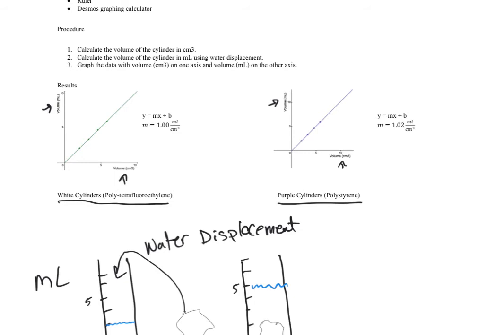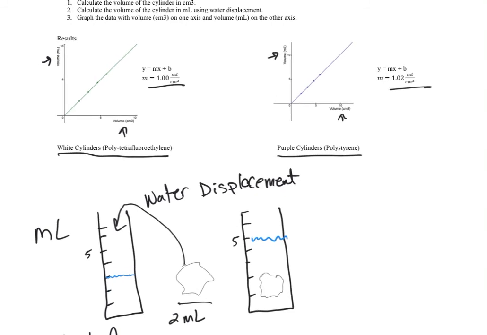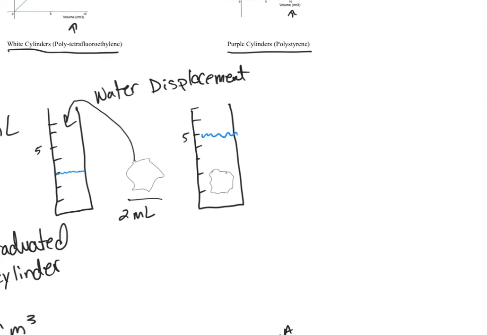What you can see is that the relationship here is 1 milliliter for every 1 centimeter cubed, and 1.02 milliliters for every centimeter cubed, which is 2/100ths off of this. And so we can say that these two measures are equal. The volume measurements of centimeters cubed and milliliters are equal.